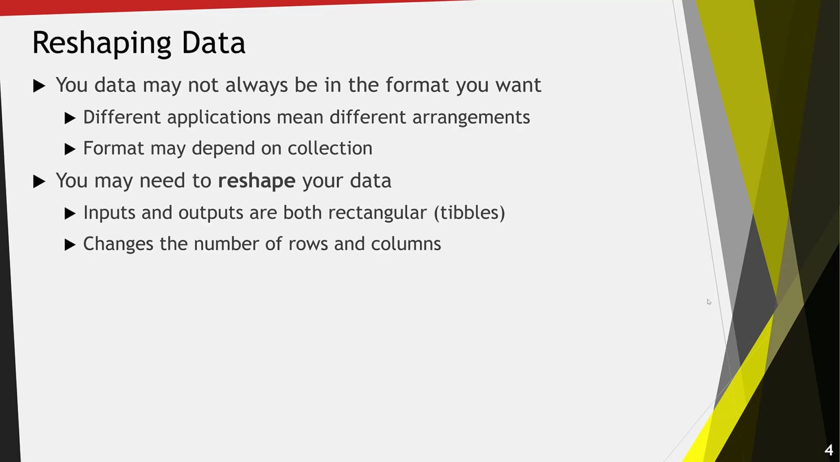As we've discussed in previous videos, your data might not always be in the format that you'd like to perform analysis. Different applications might mean different arrangements of data, and the data format might depend on the way it was collected. In these cases, you often need to reshape your data, and by reshaping, what we mean is both the inputs and the outputs are rectangular tables, but we're going to change the numbers of rows and columns, translating information in rows to columns and vice versa.